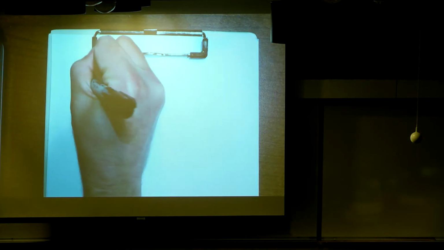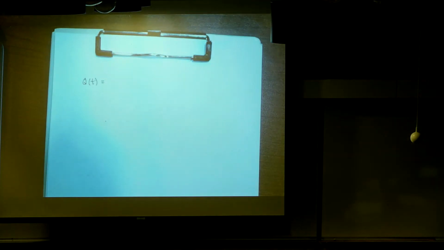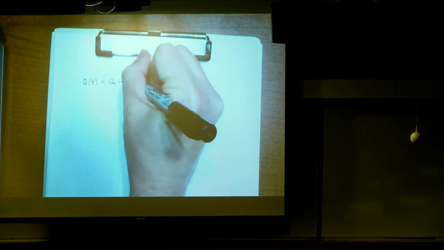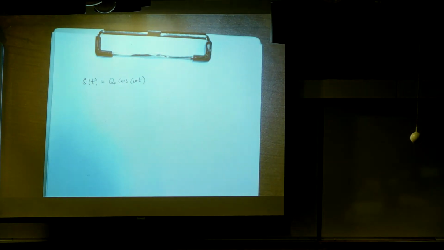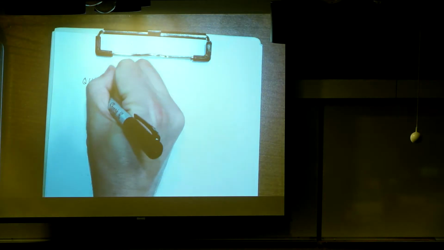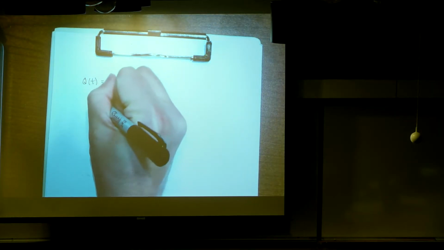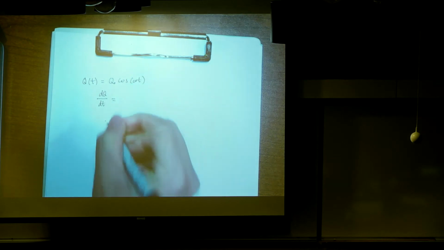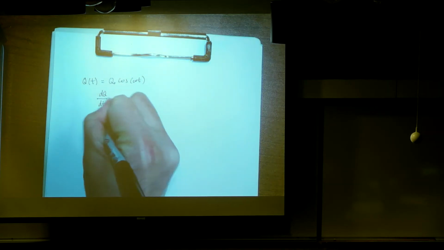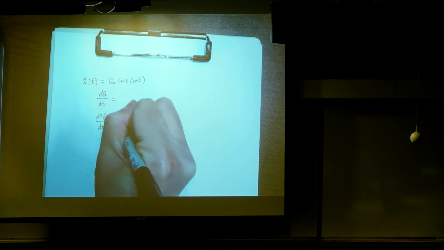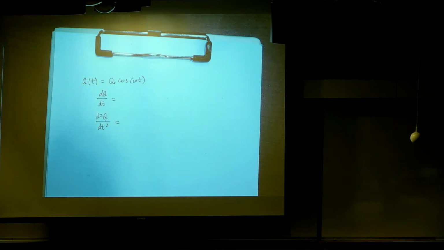All right, so here we go. My claim is that this solution is correct. Q of t equals Q naught cosine omega t. Okay, let's just work through real quick. What's the first derivative of this guy? And then what's the second derivative? These aren't too hard to do. And then we'll see that it works to solve the differential equation that we're initially given.